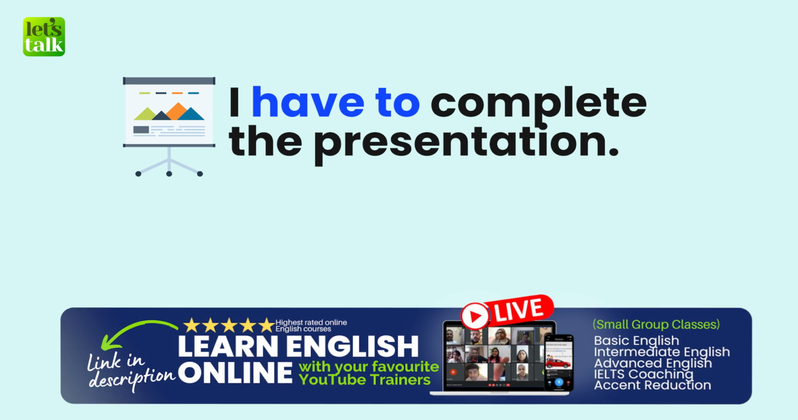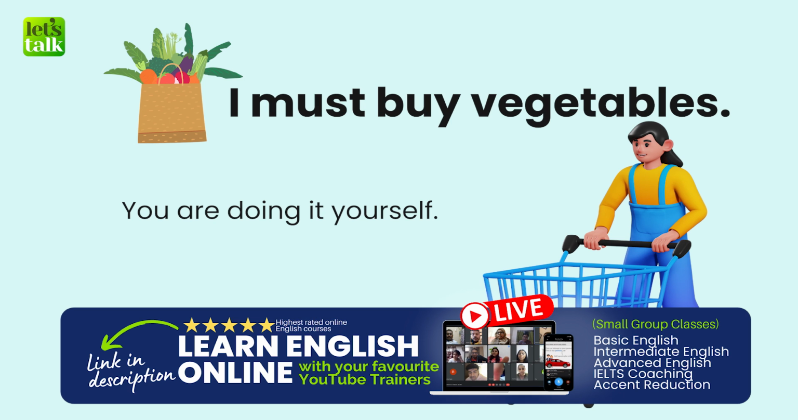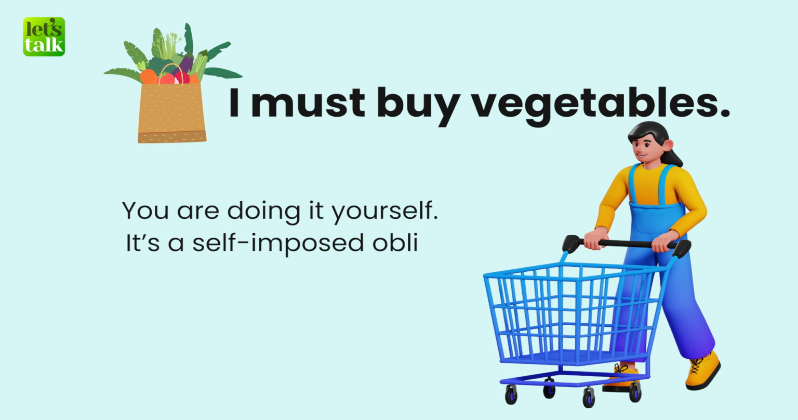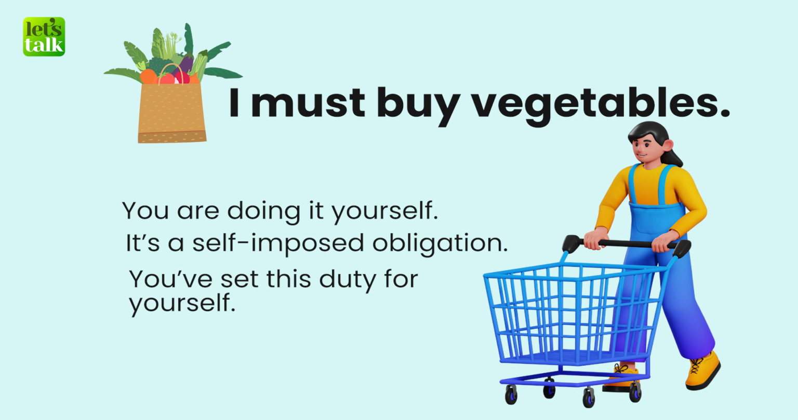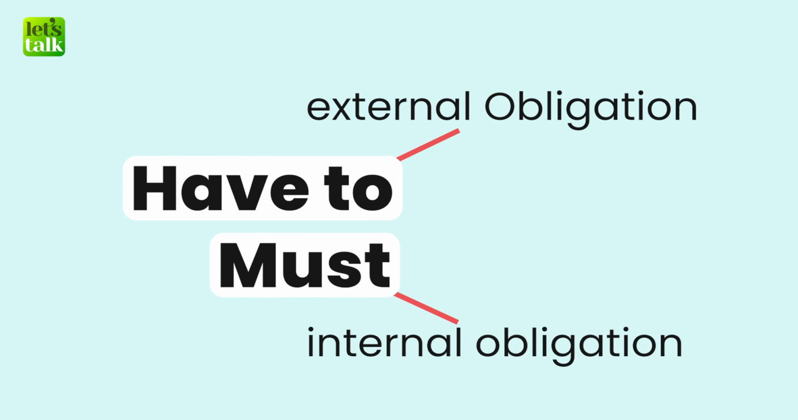Now, the second sentence. I must buy vegetables. No one has forced you to do it. You can always buy ready-to-eat food. But you instead decide to buy vegetables and cook. It's a self-imposed obligation. You have set this duty for yourself. We use have to for an external obligation, and must for the internal or personal obligation.